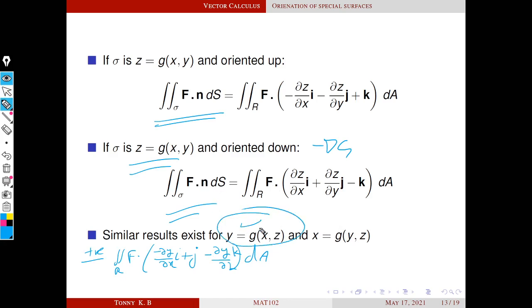For the second case, y is equal to g(x,z), and suppose it is positively oriented, then this flux is equal to the double integral over R, where R is the projection of the surface sigma to the xz plane, of f dot del G. What is del G? Del G is minus dou y by dou x i plus j minus dou y by dou z k. If it is negatively oriented, the signs become plus, minus and plus. Similarly, you can find the corresponding formulas for x equal to g(y,z).